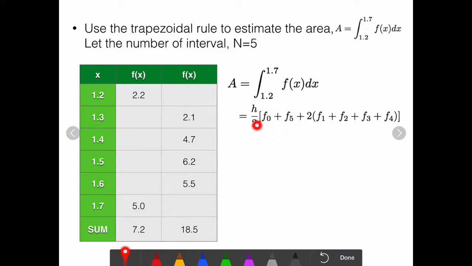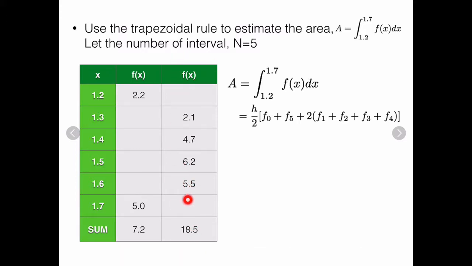So the way I'm doing the calculation is a bit different. I'm using a table like this one. This is the table that I'm using. The first point and the last point I will group in this column. And then for f1, f2, f3, and f4, I group them in this second column. So because of what?